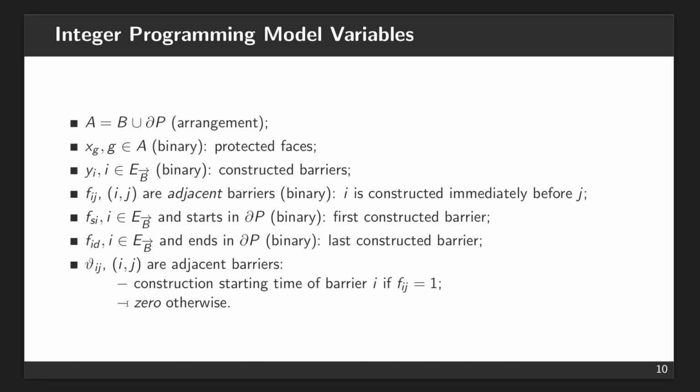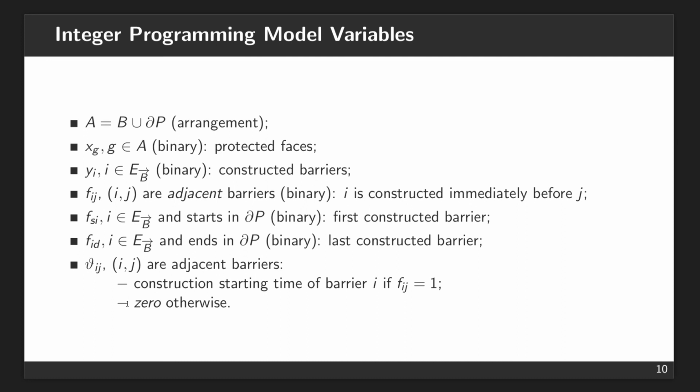And then we have a variable to represent the flow of the constructions of the barriers. So for each pair of adjacent barriers that's sharing one endpoint, barriers i and j, we have the variable f_ij, which tells us if i was constructed immediately before j. Of course, we have the same for the starting point, where the starting vertex s is just for us to know which barrier we will have to start doing our solution, and to the final one, which is f_id, in the same way.